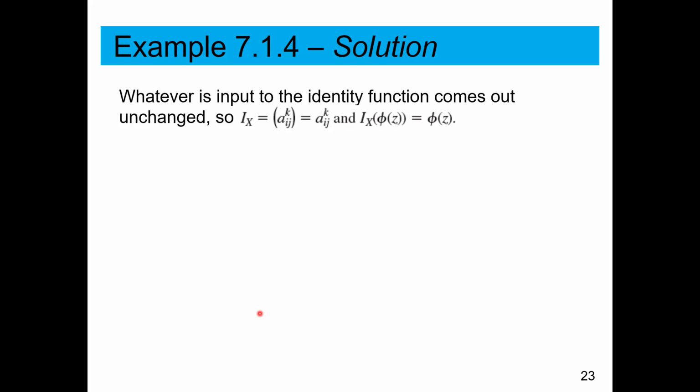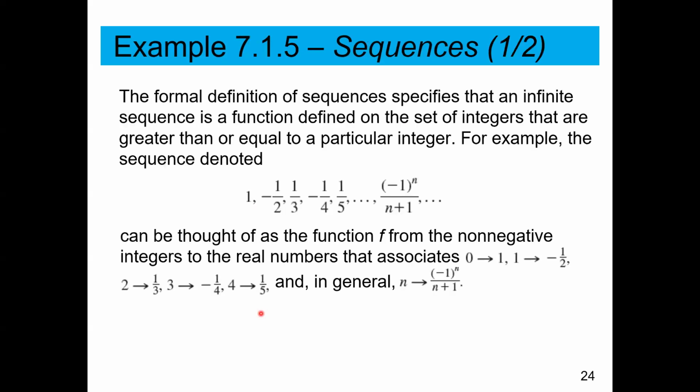Let's look at a different function that we actually already looked at, and I mentioned it before when we dealt with sequences. The truth is sequences are functions because each input corresponds to a specific index. So the input is the index, the domain is the index, and the output is whatever it is. For this particular function, 0 goes to 1 because that's the 0 index. 1 goes to negative 1/2. 2 goes to 1/3. 3 goes to negative 1/4. 4 goes to 1/5. And n goes to negative 1 to the n over n plus 1.